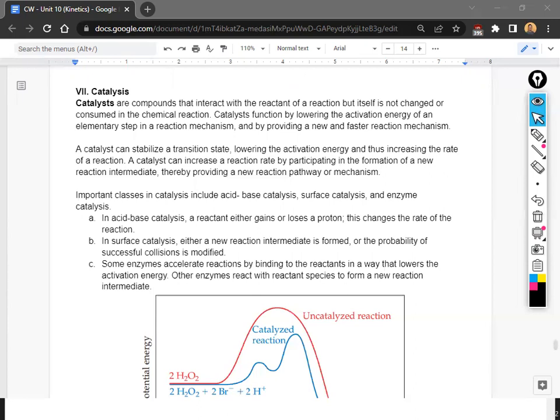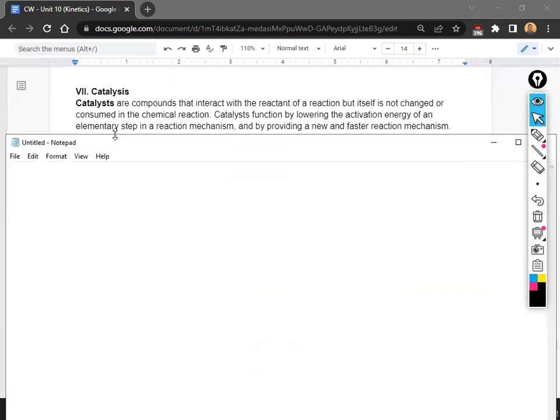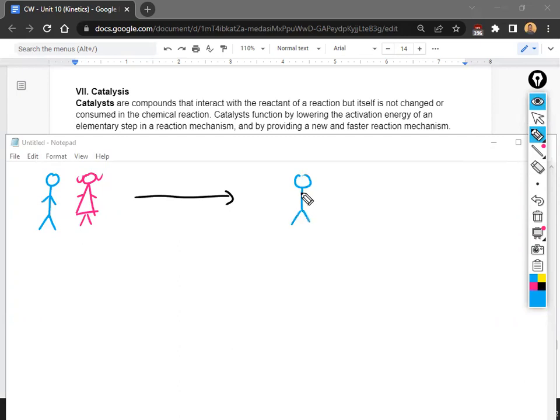So I have an example for this, a dating one. So these are your reactants. This is Bob and Sue. The point of the reaction is for Bob and Sue to date. This is the end goal of the reaction. The end goal of dating is marriage, so they're gonna get married, and they're holding hands.